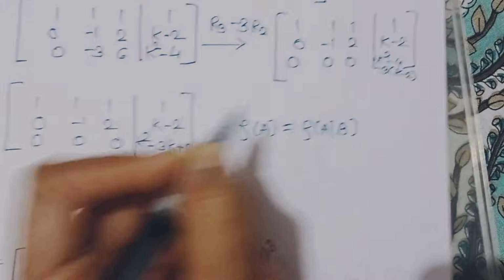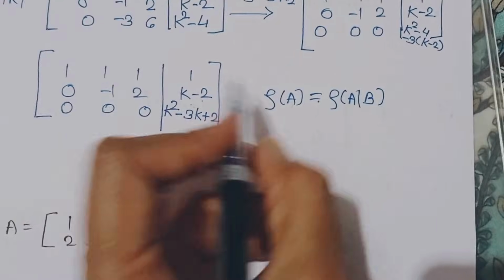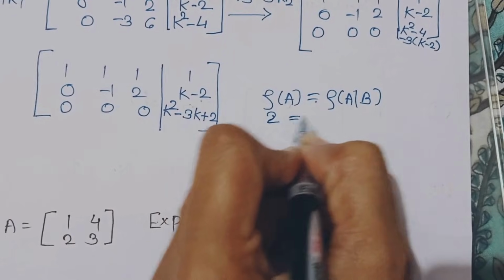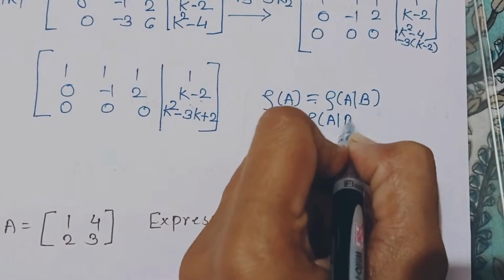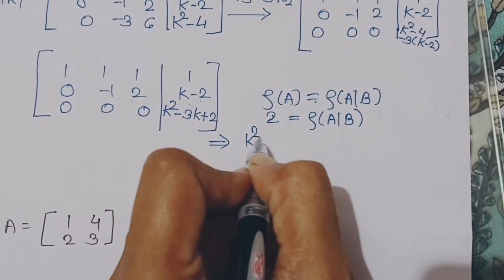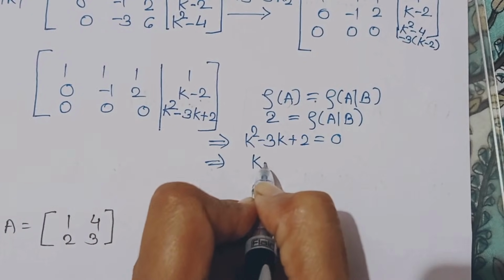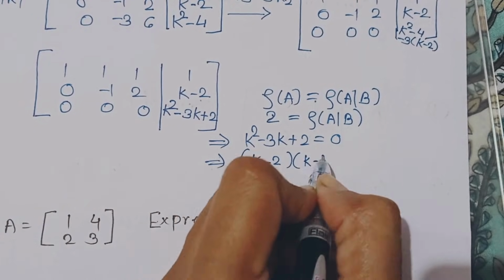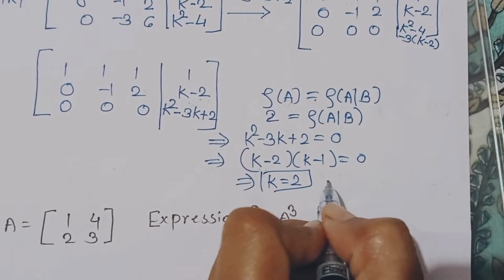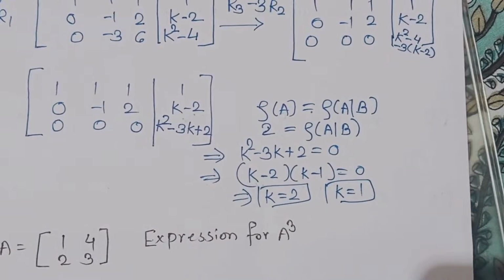Here we can clearly see that the number of non-zero rows for this matrix A is 2. So rank of A is equal to 2, which means rank of the augmented matrix AB should also be 2. That means k square minus 3k plus 2 is equal to 0, so k minus 2 and k minus 1 equal to 0. That means k is equal to 2 or k is equal to 1. So these are the values of k for which this system is consistent.